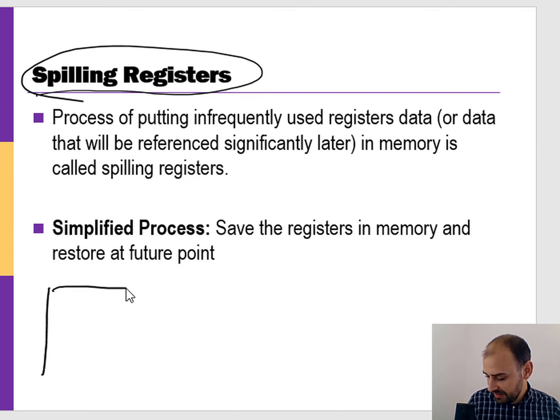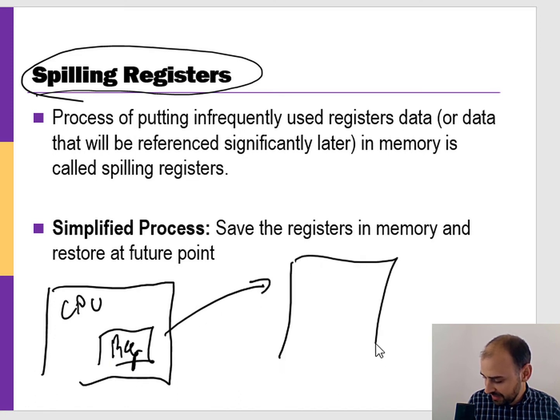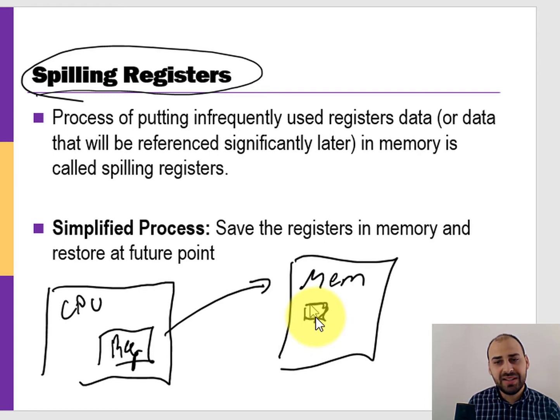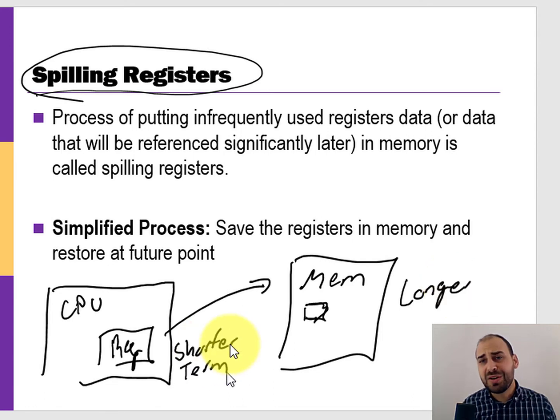If we've got our CPU, our registers, and our memory, we're going to take the variables that we don't need right away and store them away in memory. So the longer term stuff is in memory, and the shorter term stuff is in the registers. So we can have a very large number of variables.